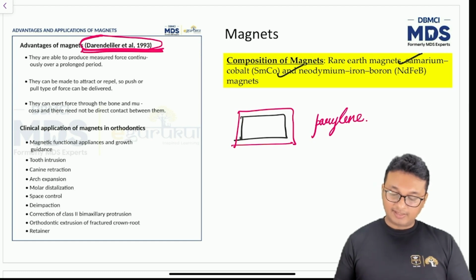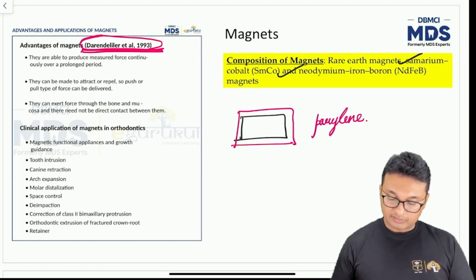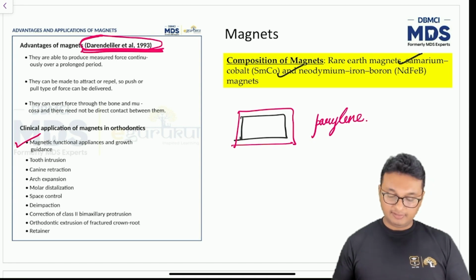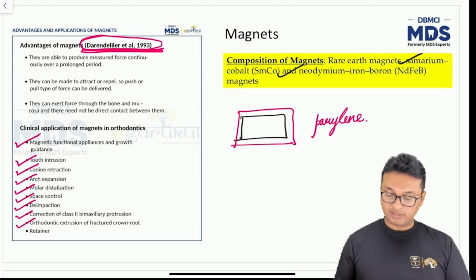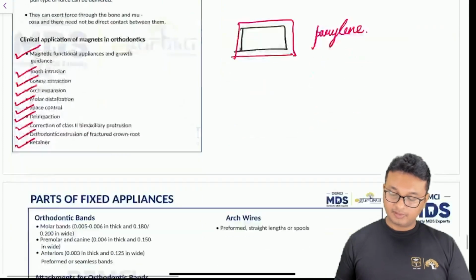So, what are the clinical applications? They can be used in magnetic functional appliances and growth guidance, for intrusion of teeth, for retraction of canine, in arch expansion, molar distalization, space control, disimpaction, correction of class 2 bimax protrusion, orthodontic extrusion of fractured crown root, and as well for retainer purposes, right?